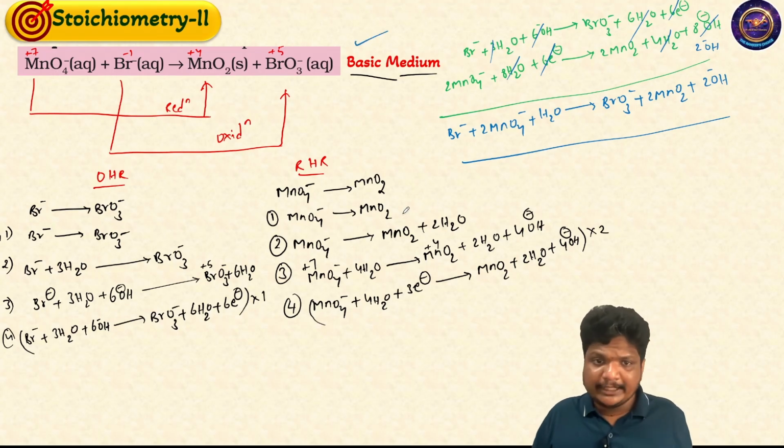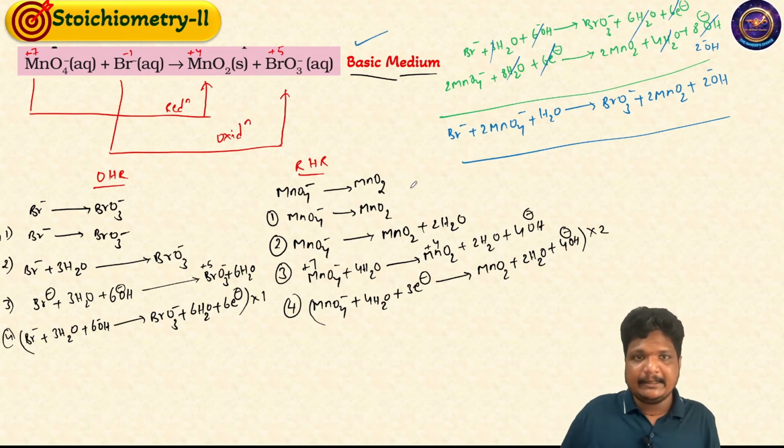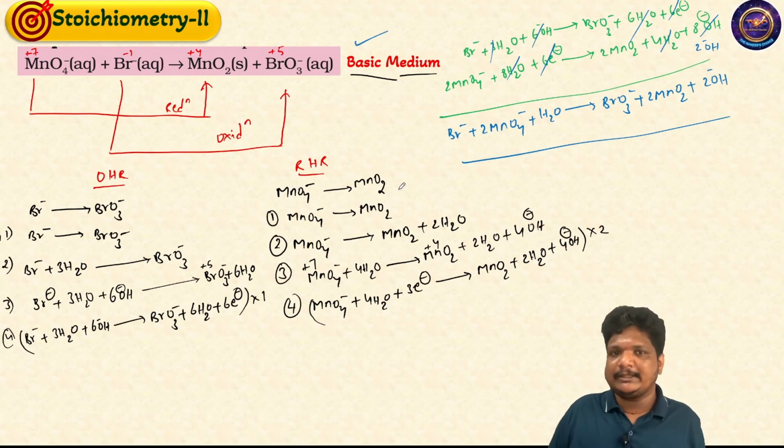In this way you have to balance the redox reaction by the ion-electron method or half-reaction method.